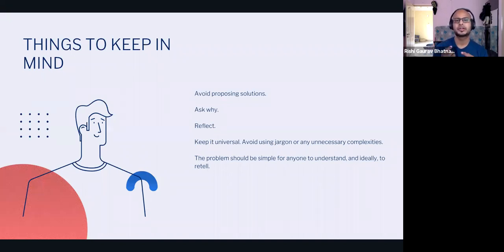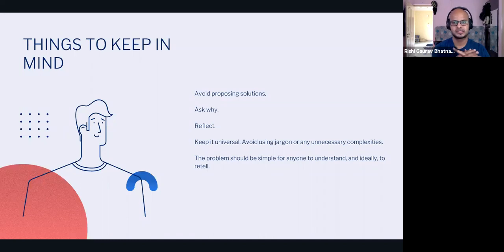If you want, you can go back to the users that you spoke to a little bit earlier and ask them if that problem statement makes sense to them, if they are able to relate with it. Keep it universal, avoid using jargon or unnecessary complexities. I think the rule of thumb is, if you explain the sentence to your grandmom, will she understand it? And will she get it? You can choose to explain to her in Bangla or Marwadi or Tamil, but she should be able to understand that translation in a very, very simple way.